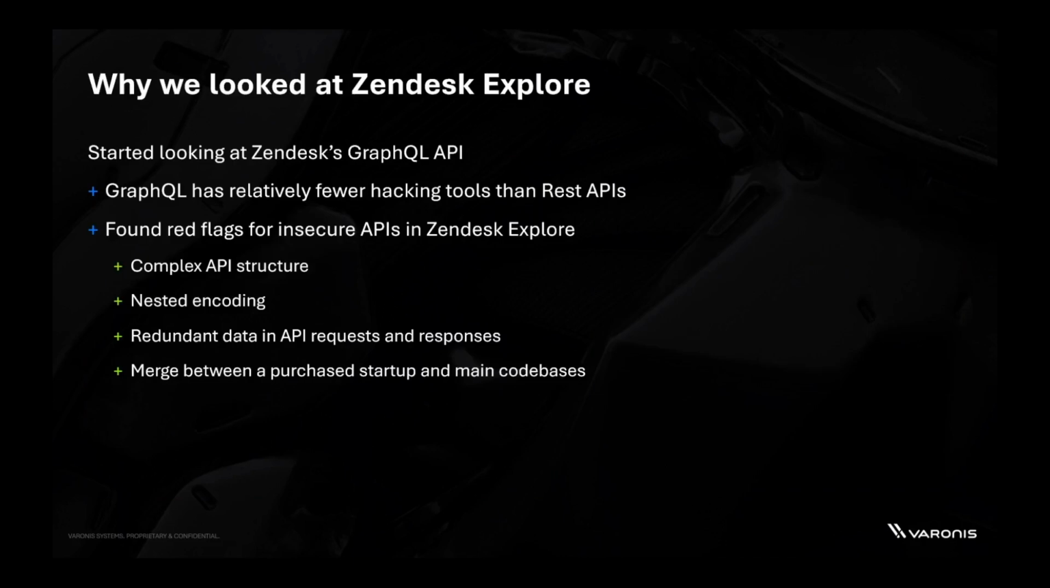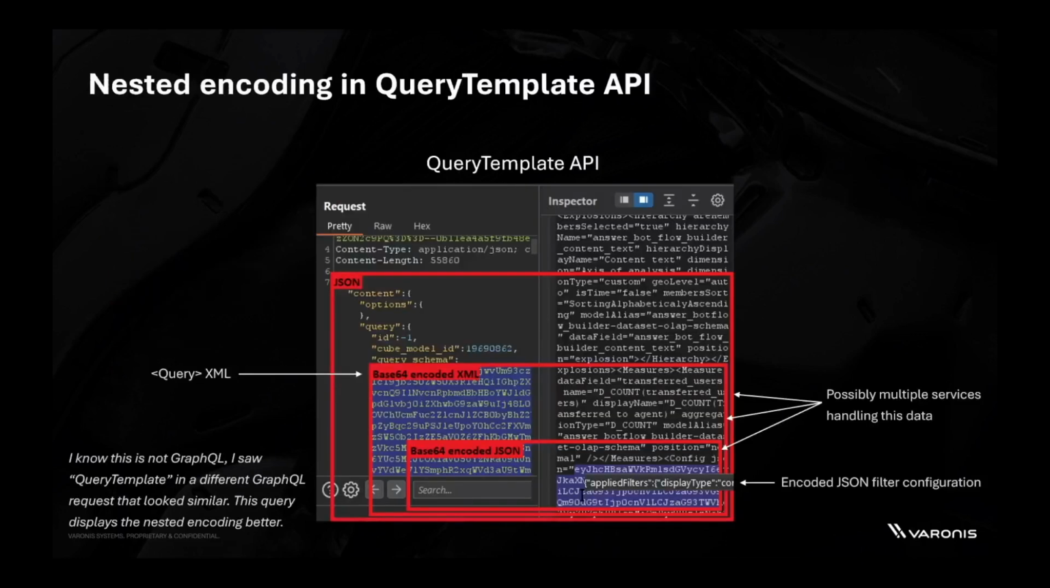Why did we look into Zendesk Explorer in the first place? We started by looking into Zendesk GraphQL API, because GraphQL is relatively new, and so we felt that it could hold more vulnerabilities. Additionally, we found some red flags in the Zendesk Explorer API, the main one being nested encoding. It seemed that this was an integration between two separate components where one used XMLs and the other used JSON documents.